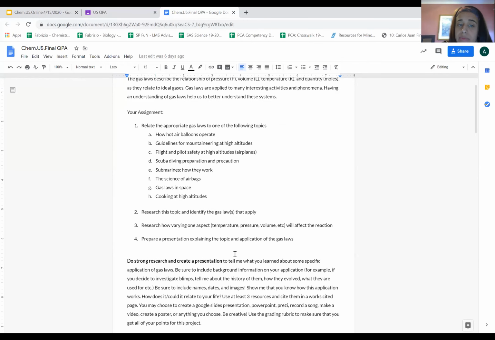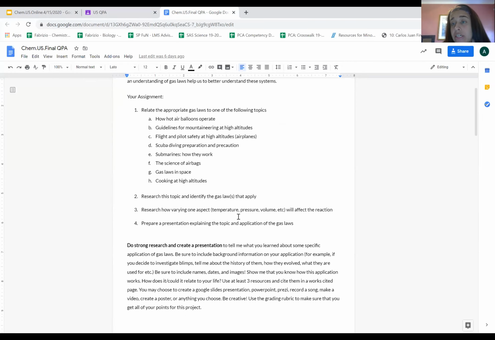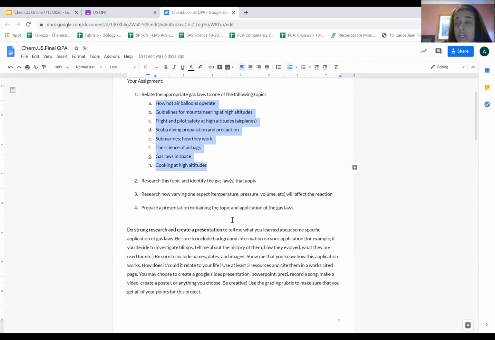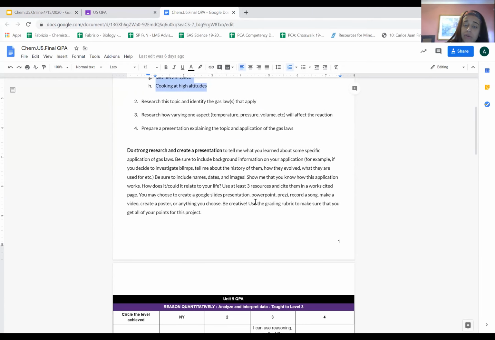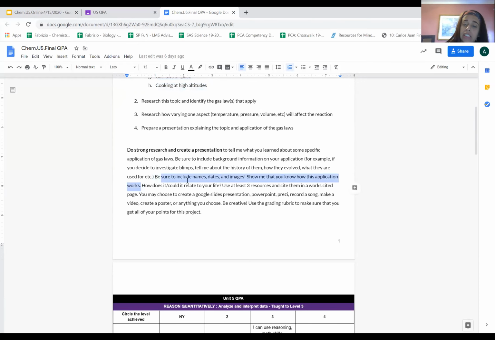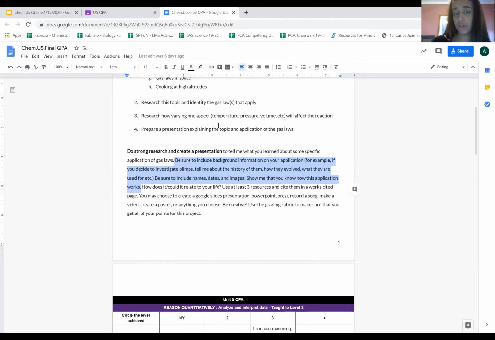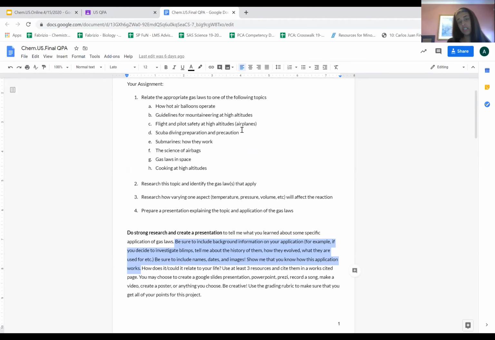Like we talked about last time, you are going to be relating the gas laws that we learned about to one of these following topics. You're going to be continuing the background research that you started on Monday. Again, focus on the background information of the QPA, and then dive into a little bit of how the topic that you chose from up here relates to the gas laws.